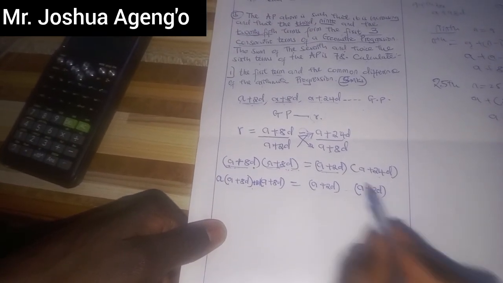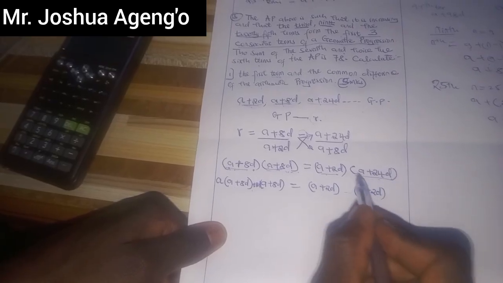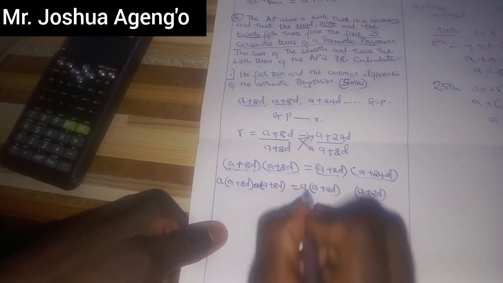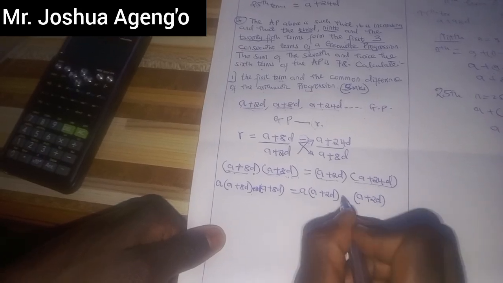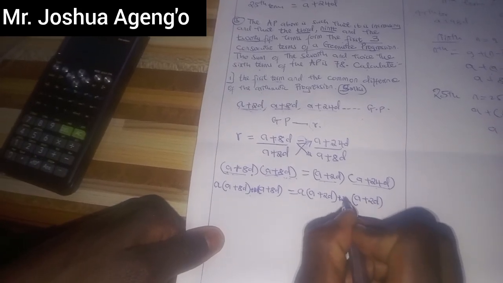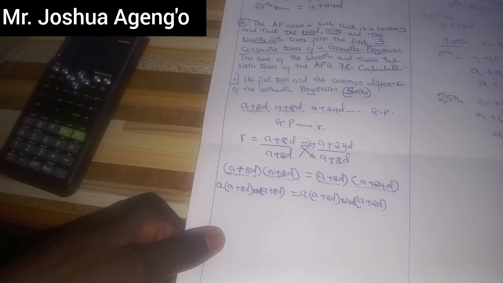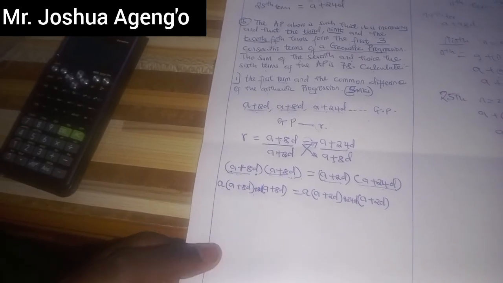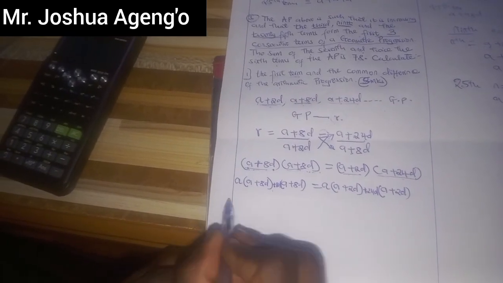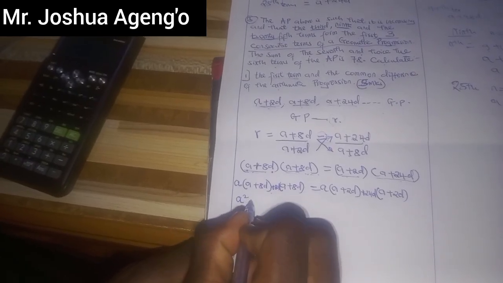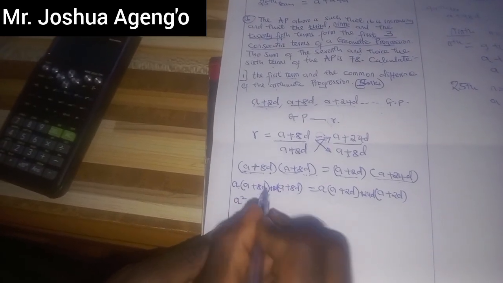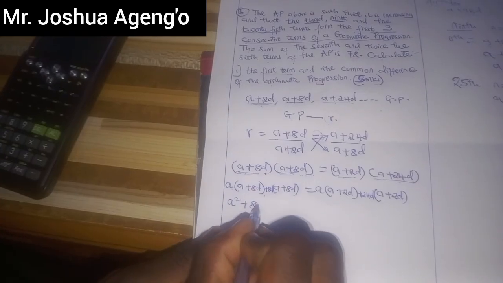Then now spread the other one. Now I'll spread this. This one starts with a. So I'll have a here at the starting point. Then at the center, I'll have positive 24d plus 24d. I hope that one is visible, more visible than the first one. So now let us now open the bracket. So a times a, that is a squared, plus a times 8d, that one will be 8ad.